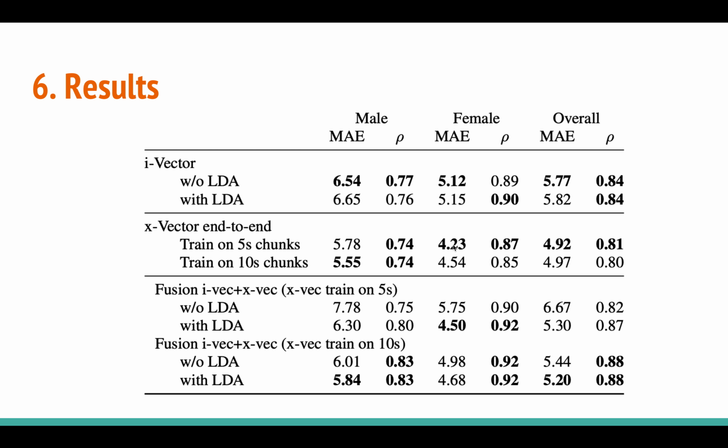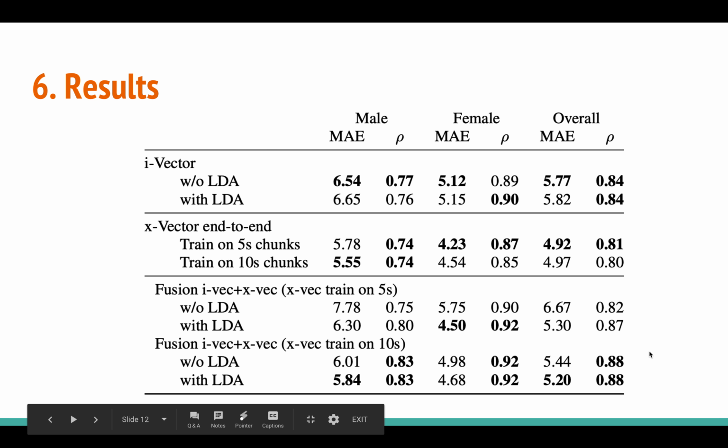But if you use the xvector, they get 4.92, which is good, better than the iVector. They also get good results if they combine both iVector and xvector, concatenation basically. It's called fusion. Using these two together gives you a very good Pearson correlation coefficient. As you can see, it's very good, right?